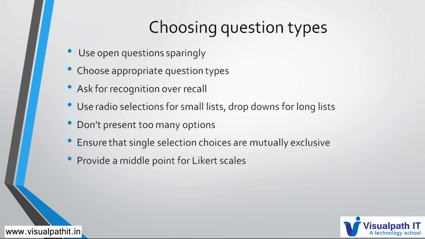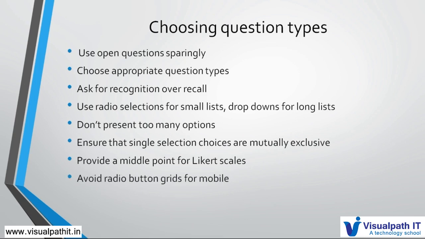Next, provide a middle point for Likert scales. When asking participants to select from a Likert scale, provide a middle point where possible. This will generally mean using a 3, 5, 7, 9 or 11 point scale, that is, 0 to 10. A middle point allows those participants who are neither positive nor negative to select a valid answer rather than having to gravitate towards one or the other.